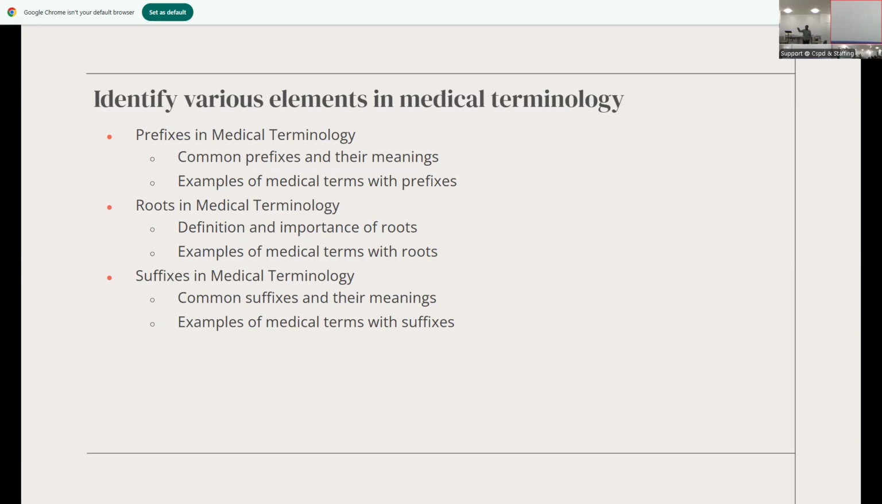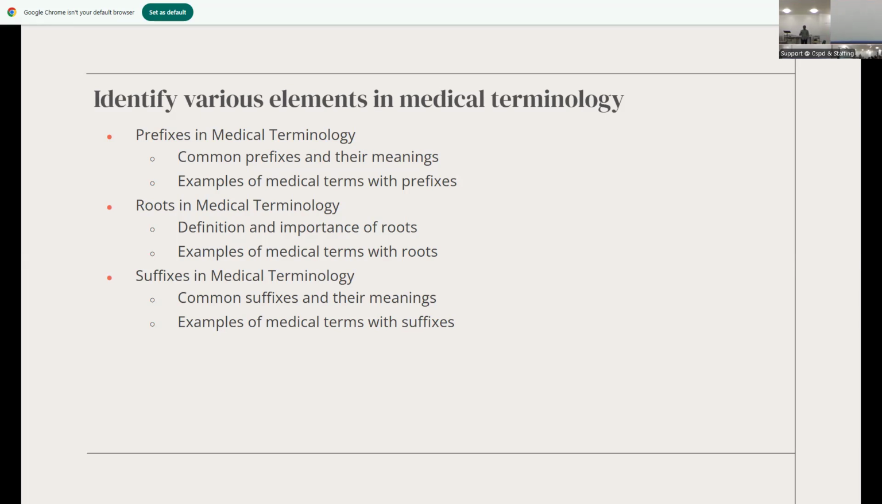All right. So prefix in medical terminology, common prefix and meaning: this word comes before the main word, and we tell you which part of the body or what is going to happen. That's the prefix before the main word. Examples of medical terminology with prefix. So we're going to look at that.